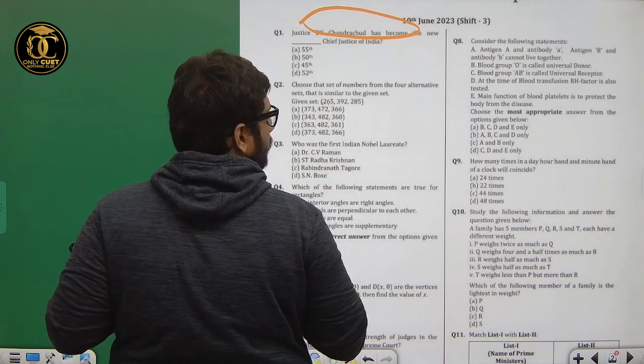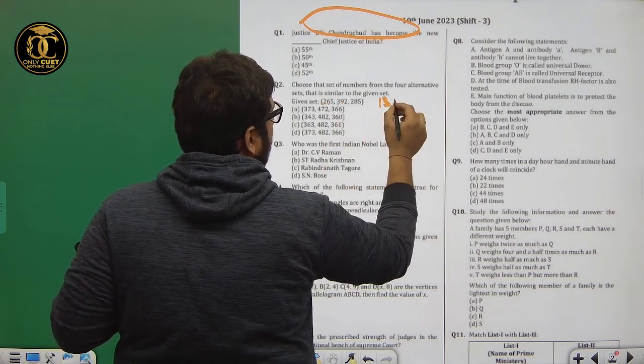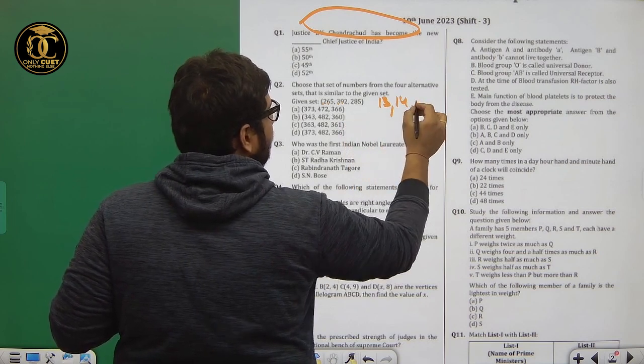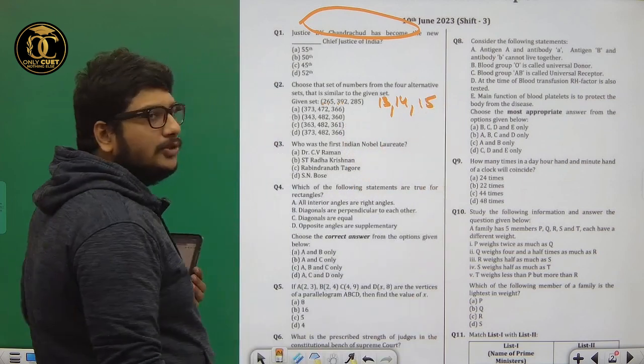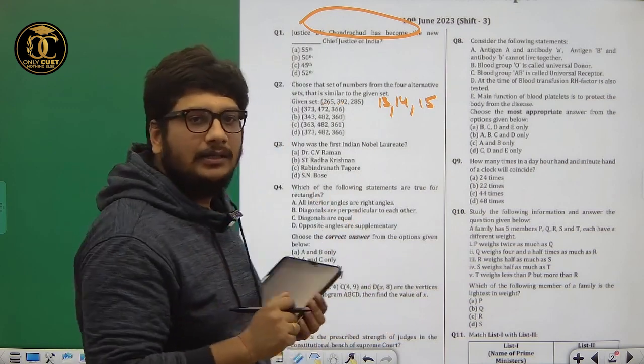To see, in this, it's a very good relation. 2 plus 6 is 8, 8 plus 5, 13. 3 plus 9, 12, 12 plus 2, 14. 2 plus 8, 10, 10 plus 5, 15. So I have the sum of digits as 13, 14 and 15 respectively.